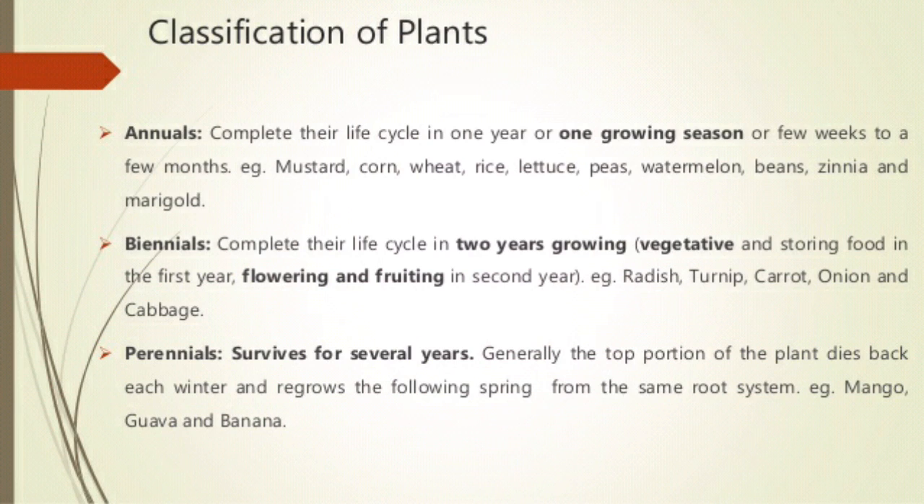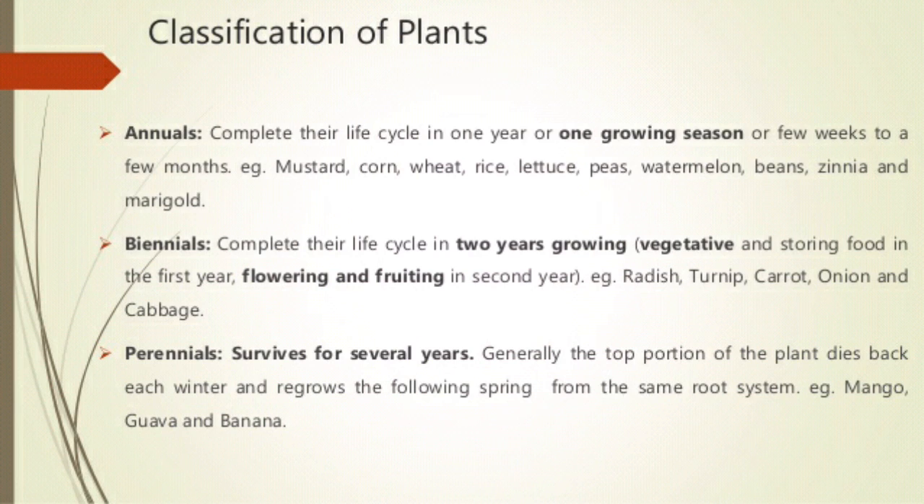Classification of plants on the basis of the duration of their life cycle. Plants are divided into 3 types. Annual plants complete their life cycle in 1 year or 1 growing season, or a few weeks to a few months, like mustard, corn, wheat, rice, lettuce, peas, watermelon, beans, zinnia and marigold. Means their life cycle is completed within 1 year.